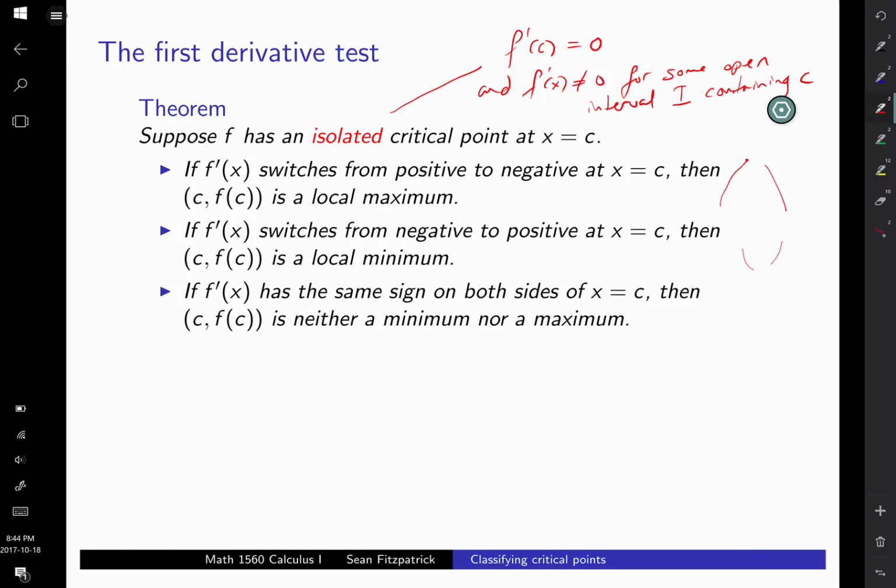If the derivative has the same sign on both sides of the point, then you have neither a minimum nor a maximum. So this would be the situation where you have, say, a horizontal tangent, but the function is increasing on both sides of the horizontal tangent or decreasing on both sides of the horizontal tangent. So you might run into scenarios like that, where the derivative has the same sign on both sides of the critical point. That's neither a minimum nor a maximum.